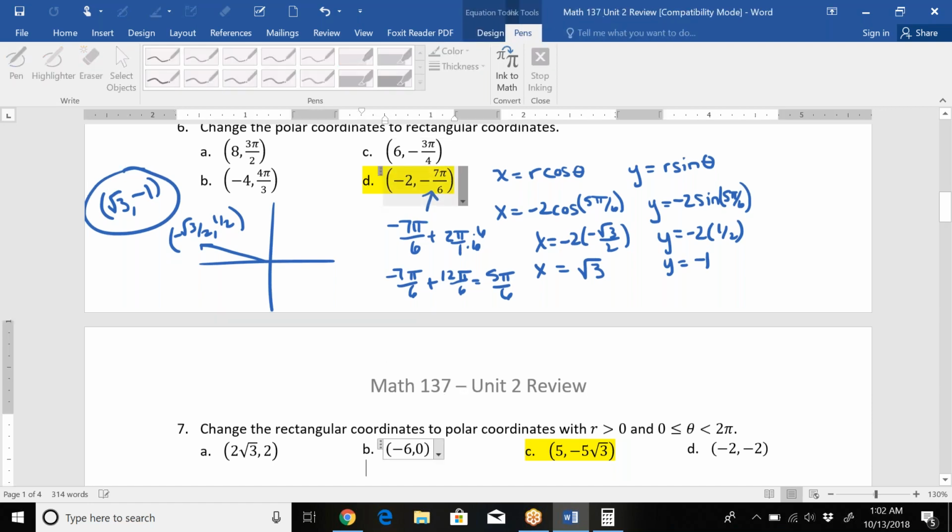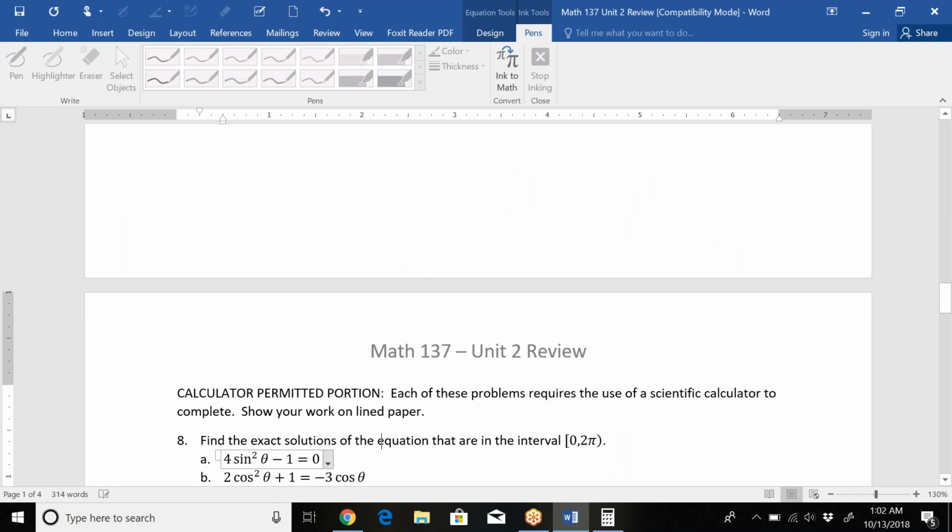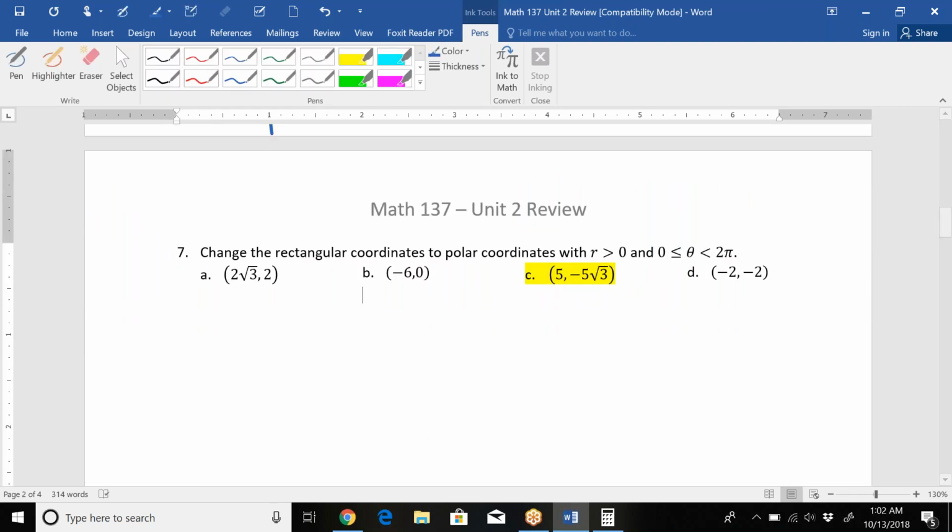Okay, and then for number 7, we're changing from rectangular coordinates to polar. And in polar, we have to be specific. We're going to use no negative r's, and we want theta to be an angle between 0 and 2 pi. The first thing I like to do is draw a picture of where this is located. This is a positive x and a negative y, which means it's in quad 4, just based on the ordered pair. This is the length of the x-axis part, and this is the length of the y-axis part.